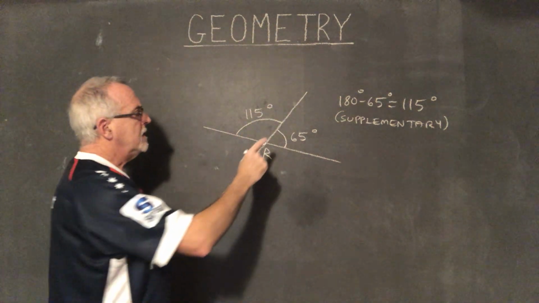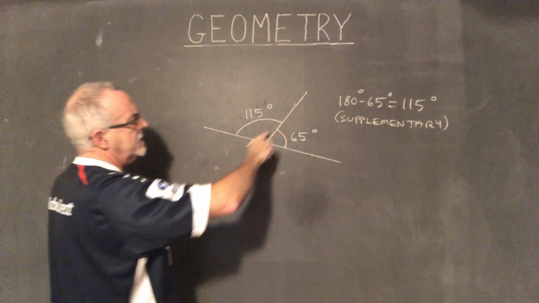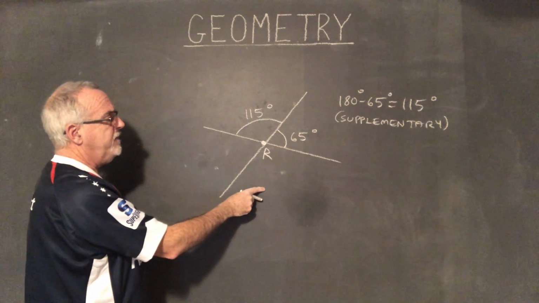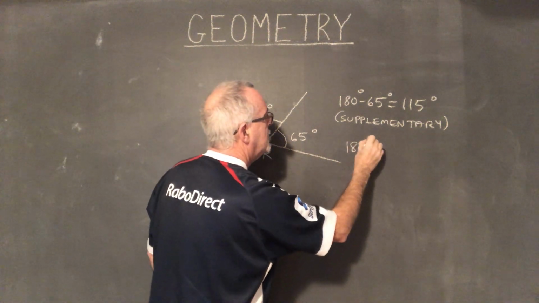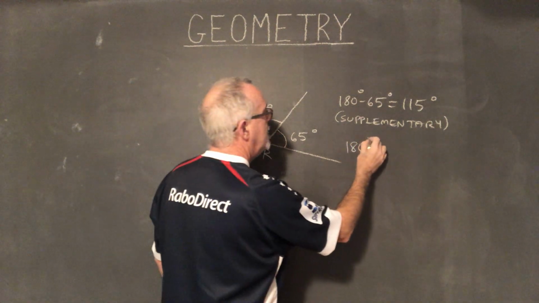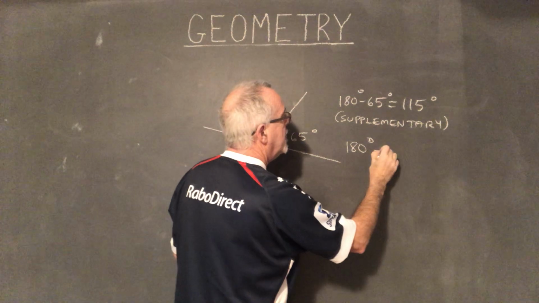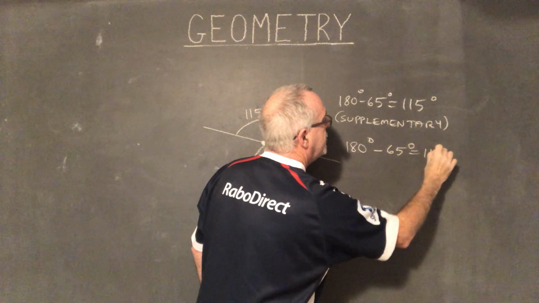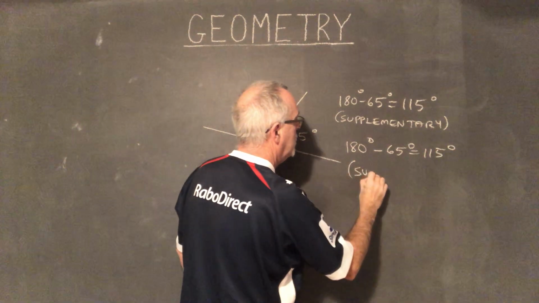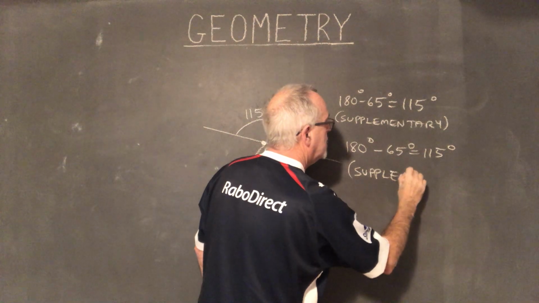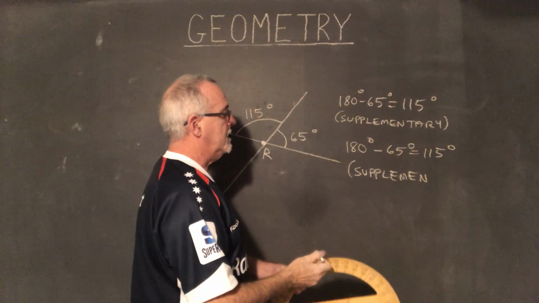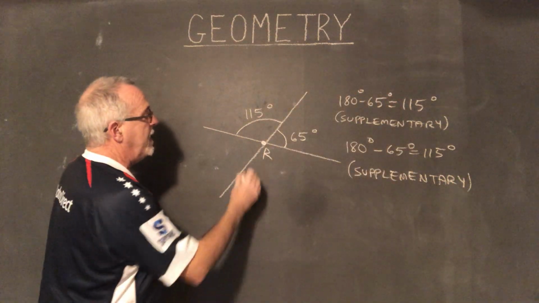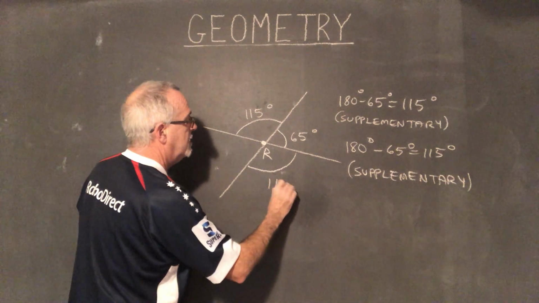But wait! That's using this line as my straight angle. I also have this line. I can use this line as a straight angle and apply the supplementary rule again. So therefore, 180 minus 65, the same 65 I had earlier, is also giving me 115, and I applied the supplementary rule again. I really don't want to make students write the word supplementary so many times on the same page. And that means this is also 115 degrees.